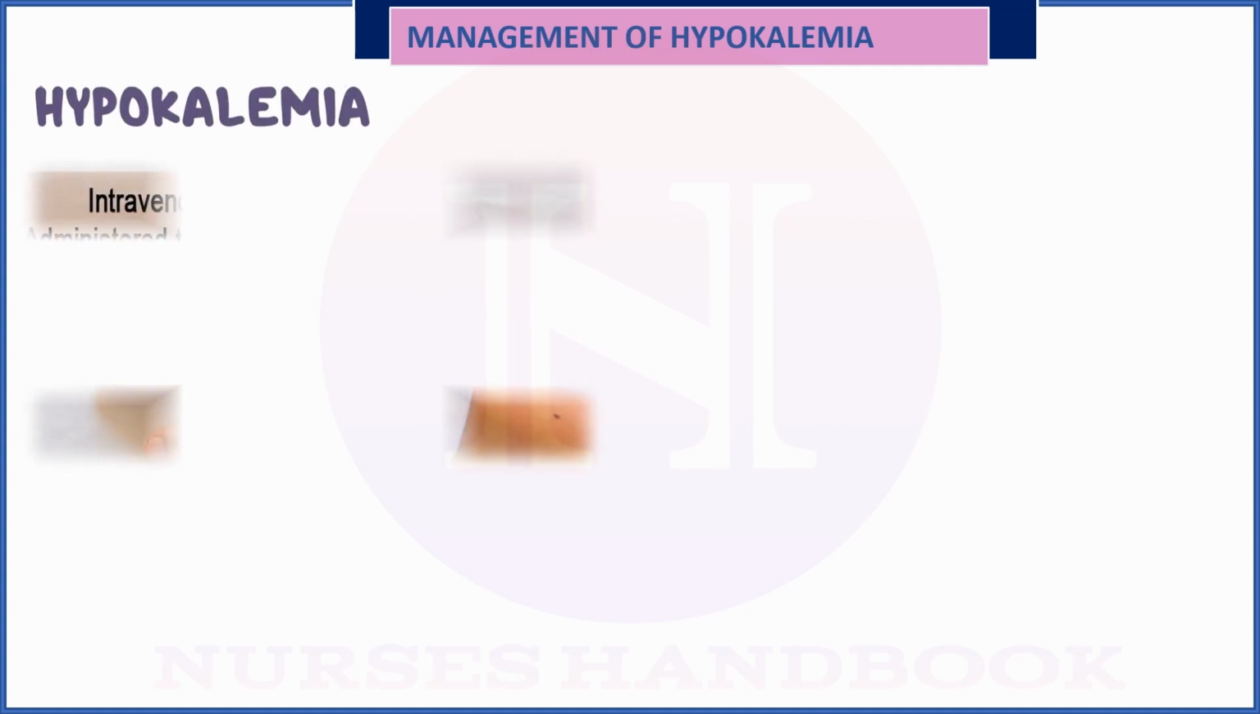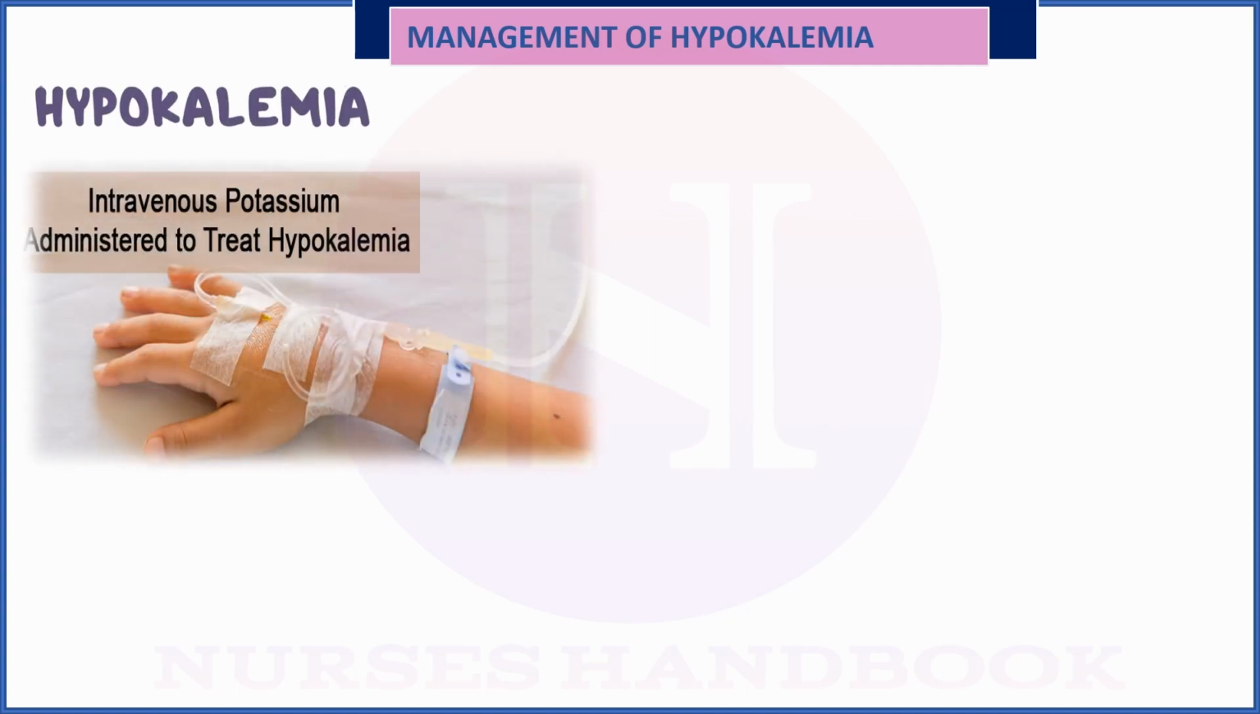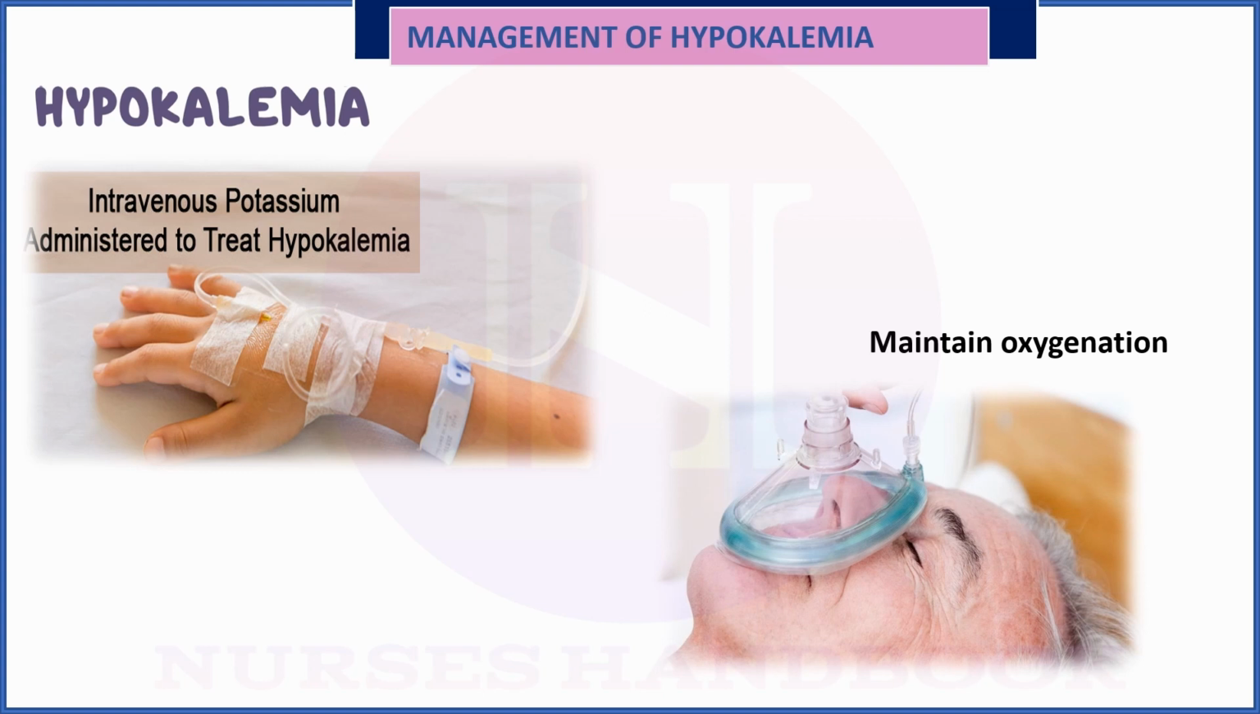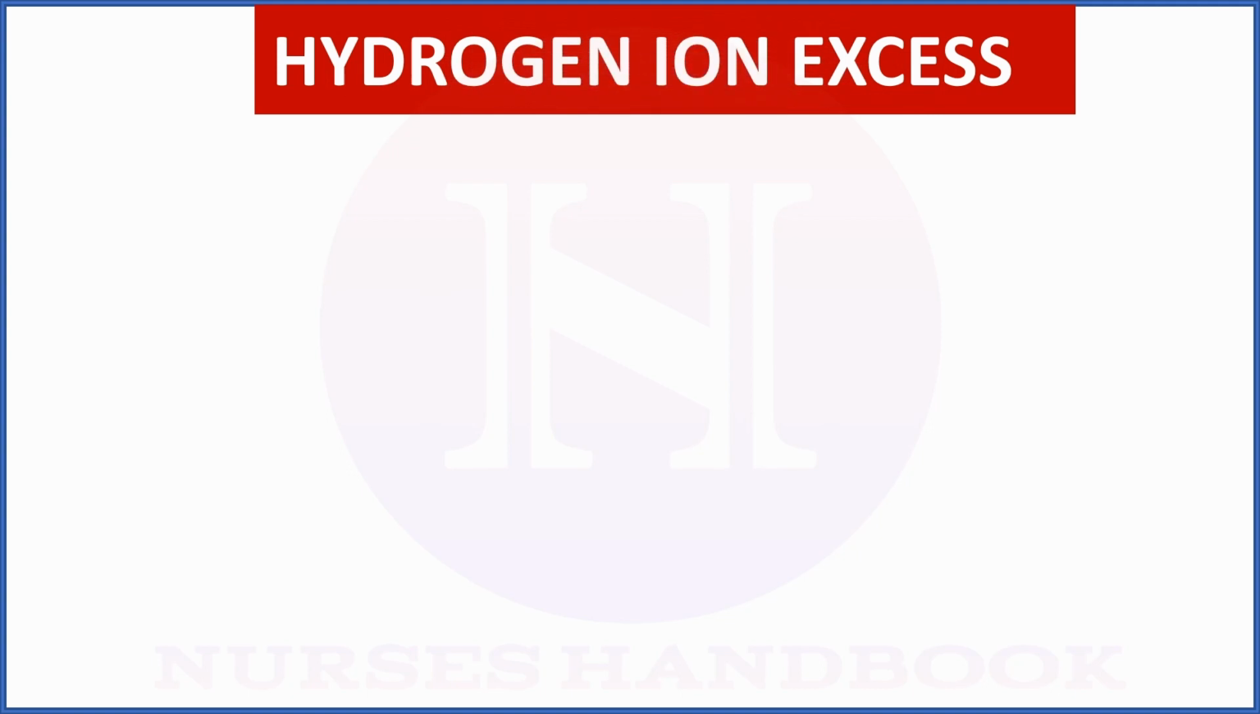Now coming to the management of hypokalemia. Hypokalemia is treated with an infusion of potassium, and maintain oxygenation in the patient. Correct alkalosis if present. Let us move on to the fourth H, that is hydrogen ion excess, which is also known as acidosis.